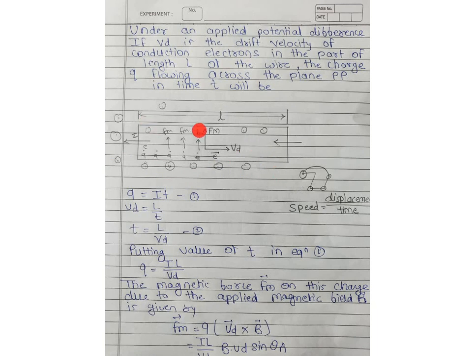So here we have considered a conducting wire. A current carrying wire means there are many charges inside the wire, and these charges are in motion.